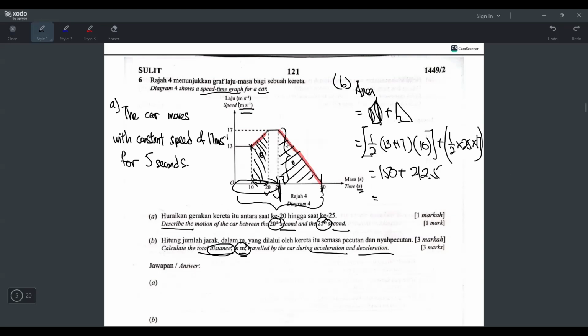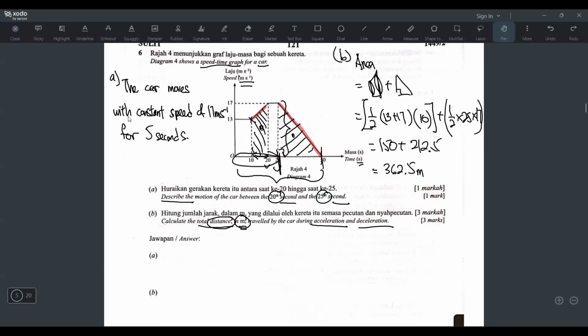So what happens when you plus 150? You will get 362.5. Okay, meter. Okay, if you want to write in fraction can also. 725/2. Okay. Ya, boleh juga. Sama saja. So that is how you do it. Okay, sudah siap.